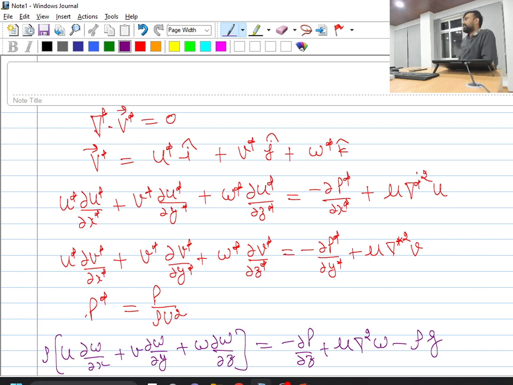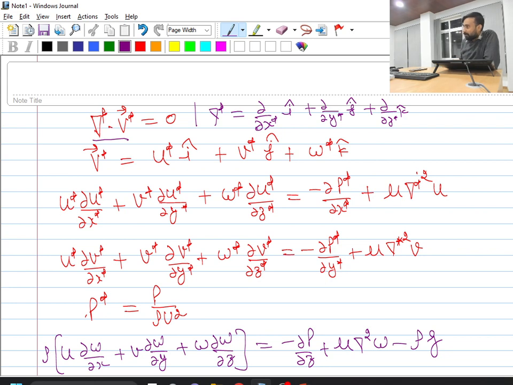Once we substituted these dimensional parameters x, y, z and u, v, w in the form of dimensionless parameters, we did some algebraic manipulations, and from there we found that divergence star of v star is equal to 0, where this del star operator is the divergence operator in terms of the dimensionless parameters: del by del x star i cap plus del by del y star j cap plus del by del z star k cap.